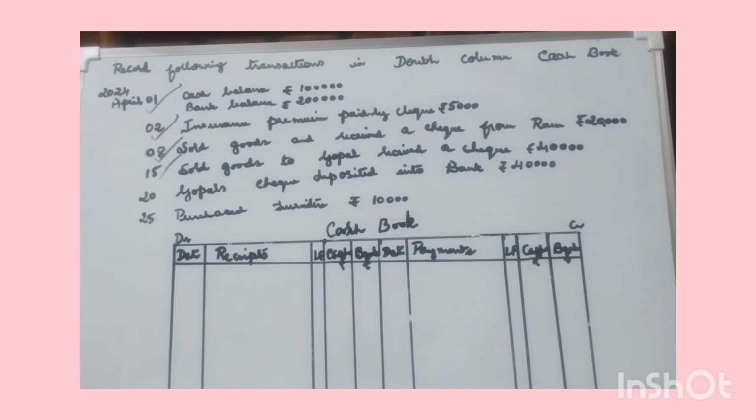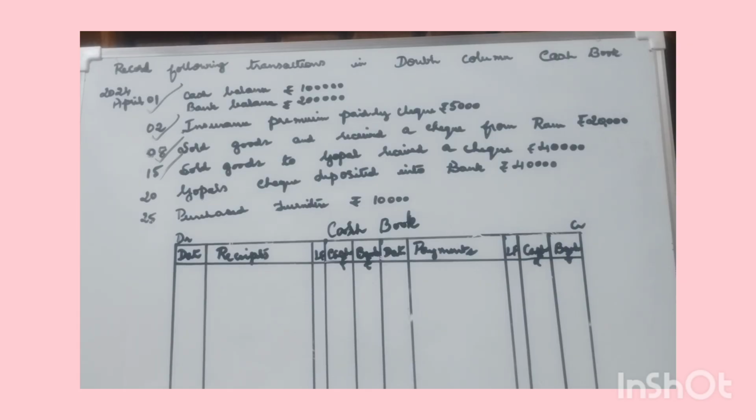As the check is deposited into bank, first you need to understand what is the journal entry. Bank account debit to cash account. So bank column must be entered with amount 40,000 and recorded as cash under debit side. Again credit side, it must be recorded as bank under cash column. So this is the contra entry that must be recorded.